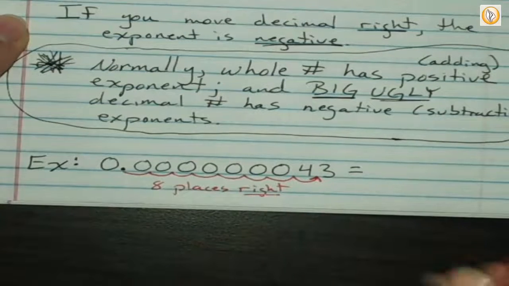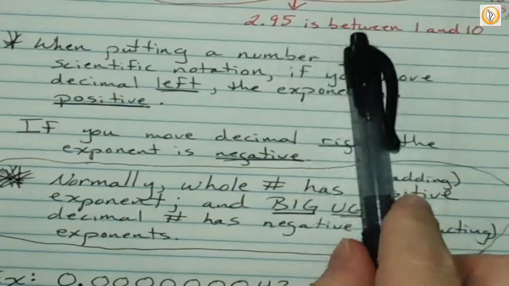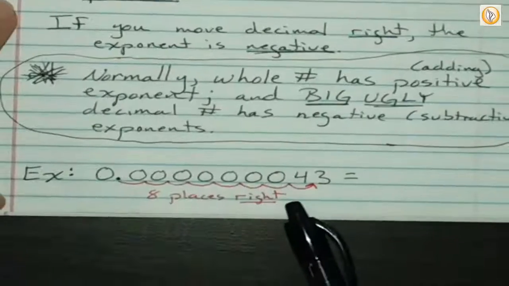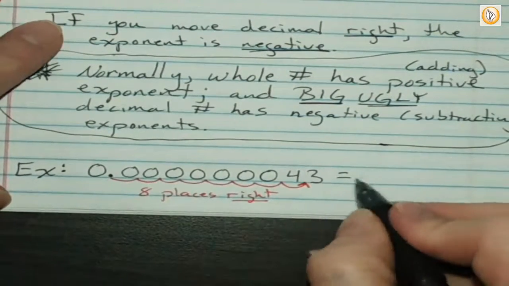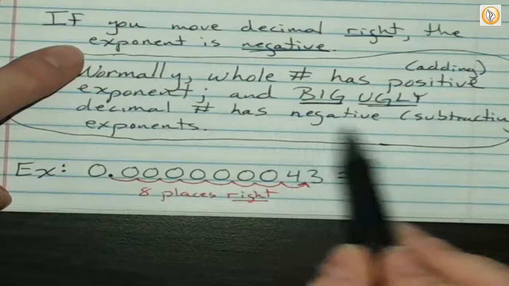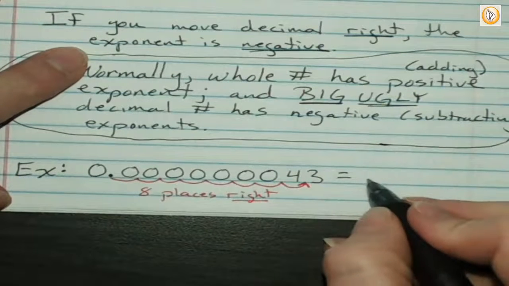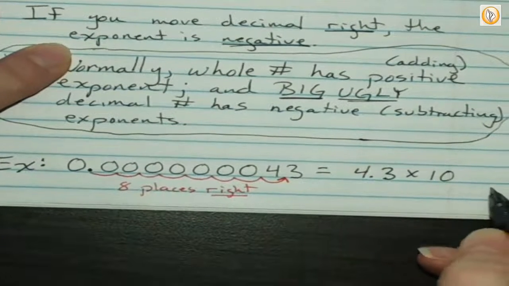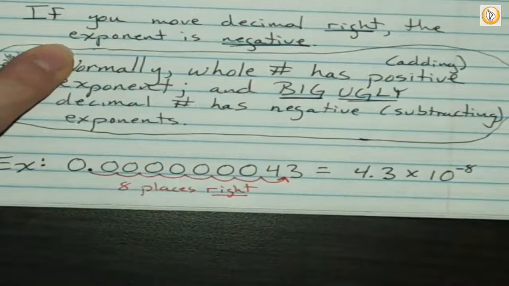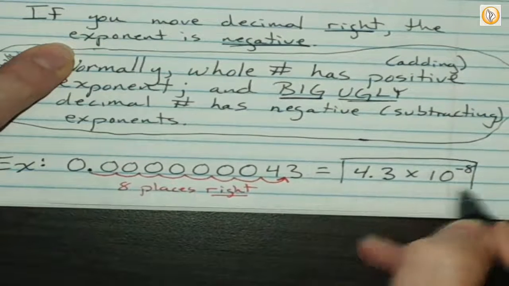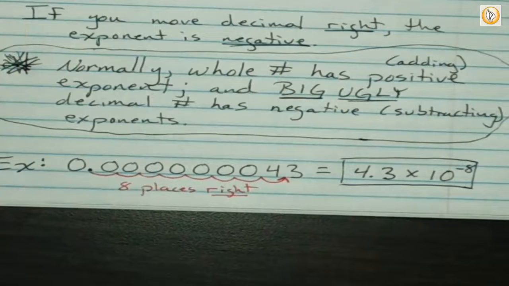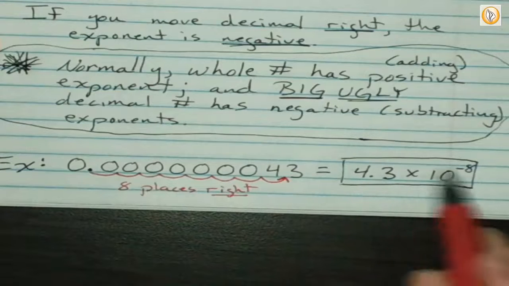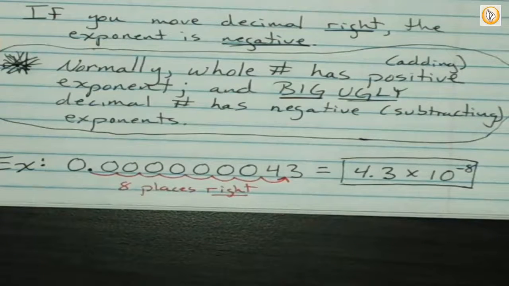right. Keyword. So this is going to take everything that I wrote here and make sense. So if we move it 8 places to the right, and it's big ugly, what did I say right here? Deals with negative exponents. That's 4.3 times 10 to the negative 8 power. Perfect, to the negative 8 power. Scientific notation.